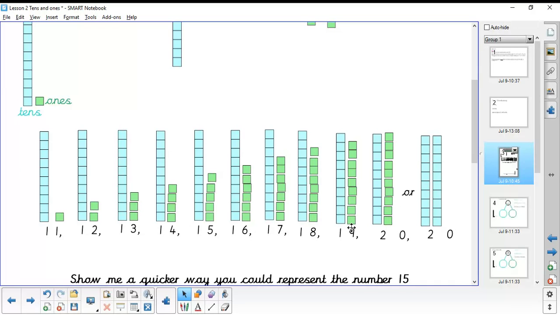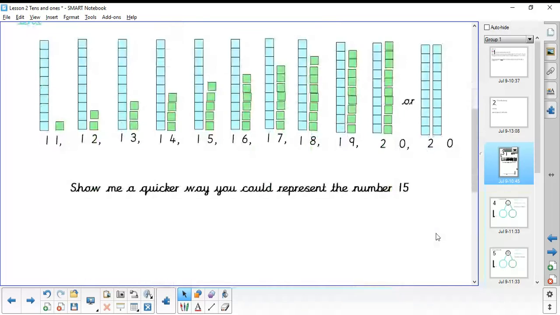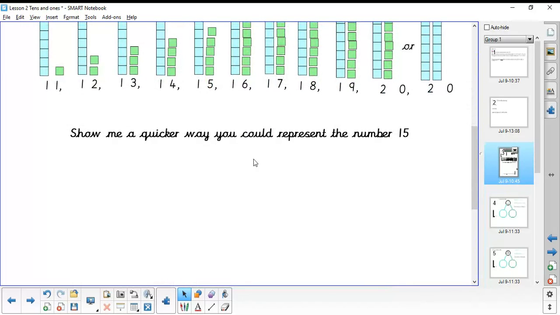And if I was going to make 20, I could either have 1 10 and 10 ones, and that means I'd have two lots of 10 with 0 ones, or I would have two towers of 10. So I would have 1 10 and another 10 with 0 ones, and that's why we write the number 20 like this. Could you show me an even quicker way to represent the number 15?